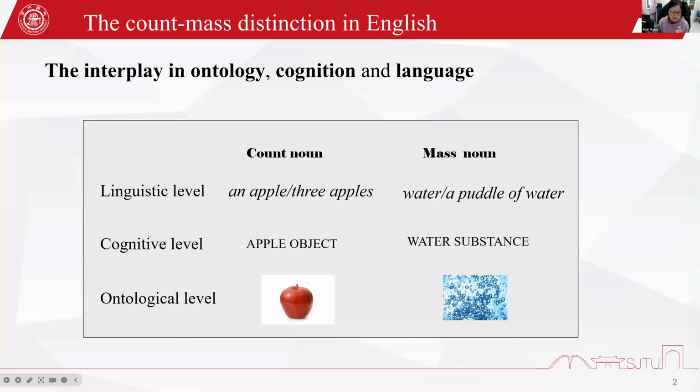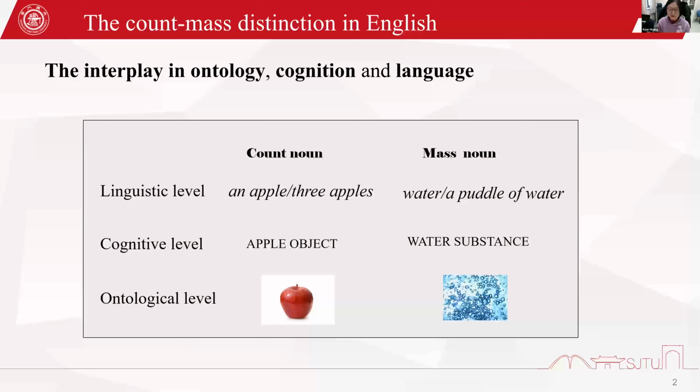At the cognitive level, these two types of entities are conceptualized differently. For instance, the apple object versus water substance. Then if we go up to the linguistic level, they are encoded as two types of nouns. One is count nouns, the other is mass nouns. So apples is the count use. We can say an apple or 3 apples. But by contrast, we cannot say 3 waters. Instead, if you want to quantify water, we need to use a measure word like a puddle of water. So these are the very basic facts.